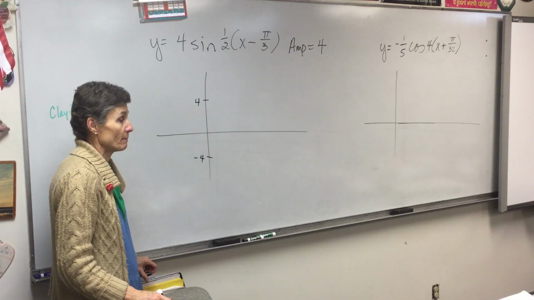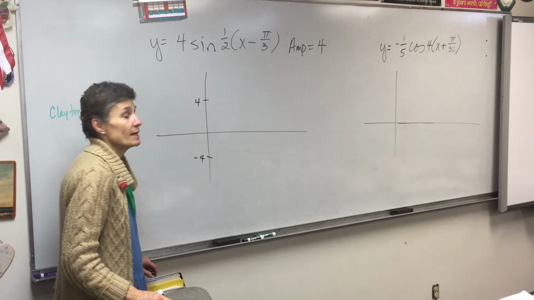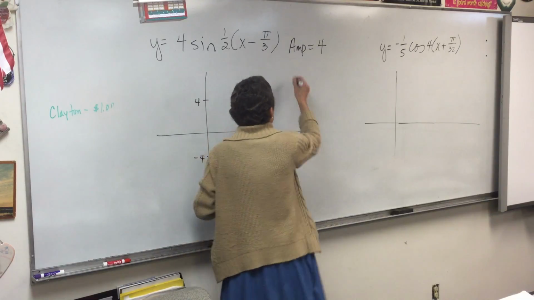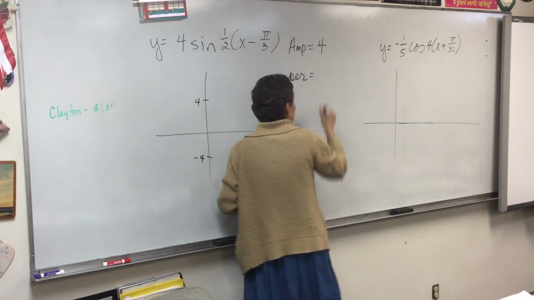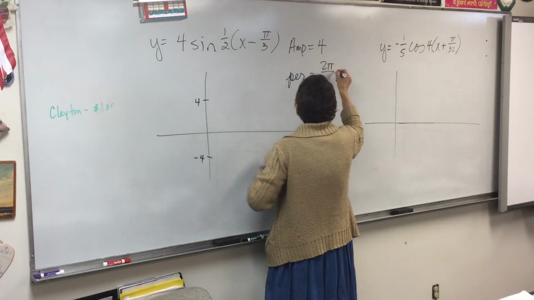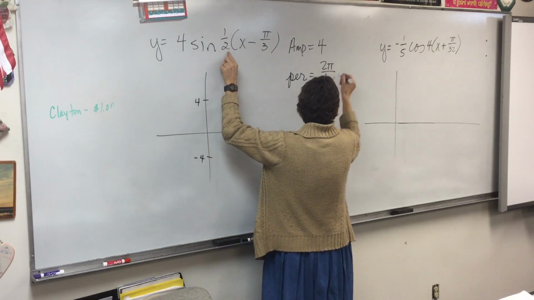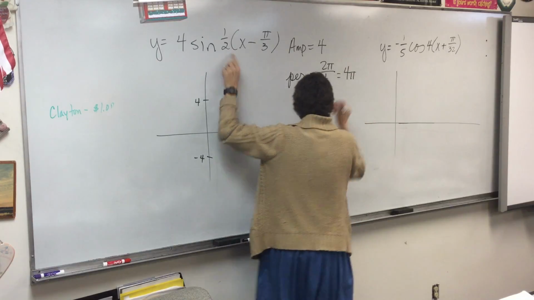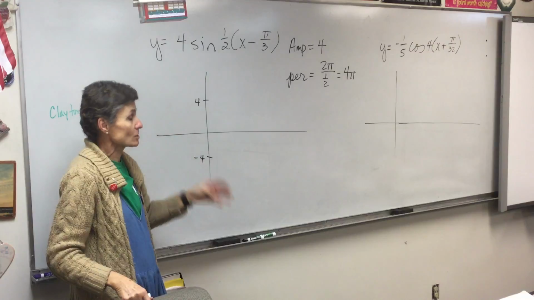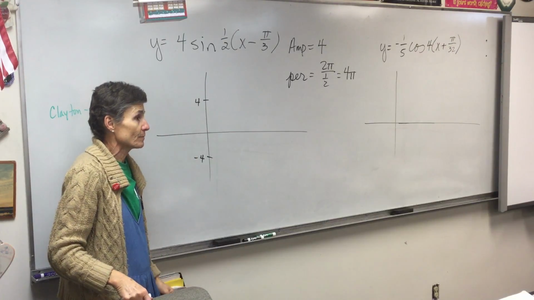Next, what can you tell me about it? It's going to be 2 times as long. It's going to be twice as long as the normal sine curve. Now, we call that the period, and a normal sine curve is 2 pi, but this has a 1/2 coefficient on the x, so this one is 4 pi long. Like Eli said, it's twice as long as it normally should be.